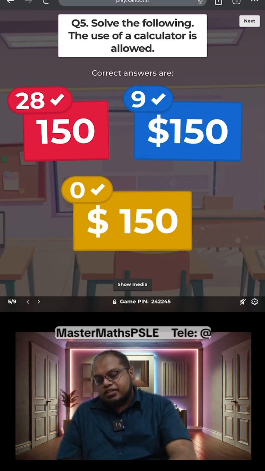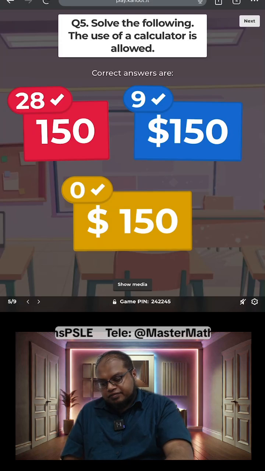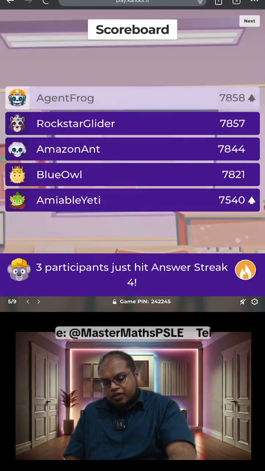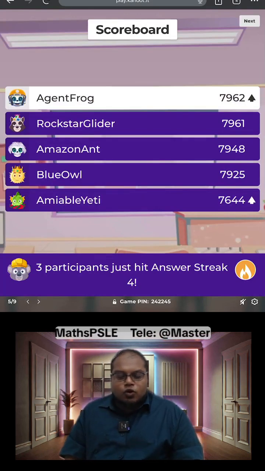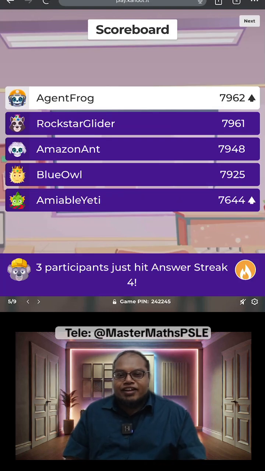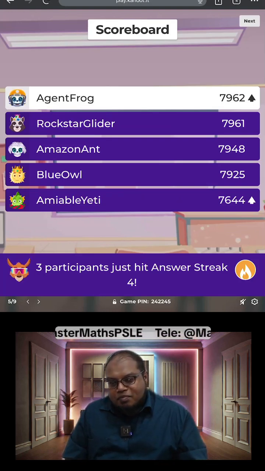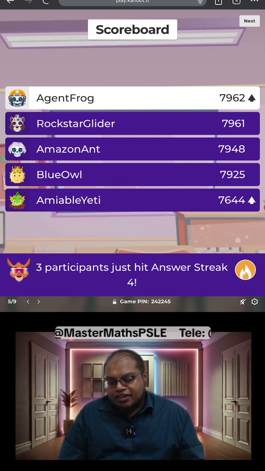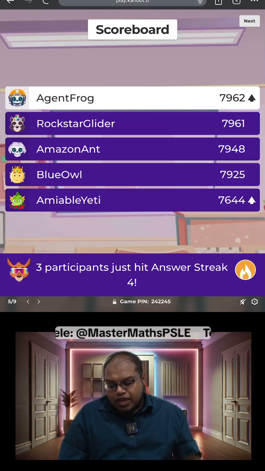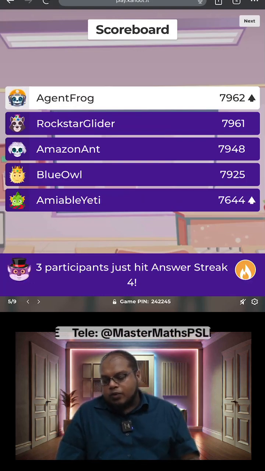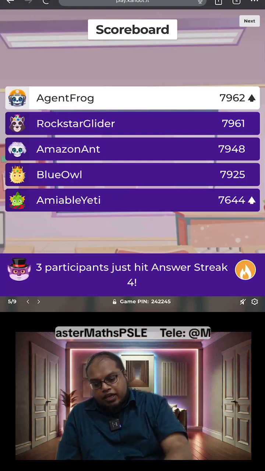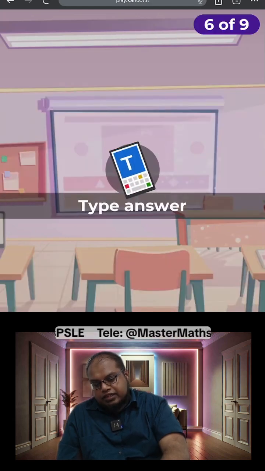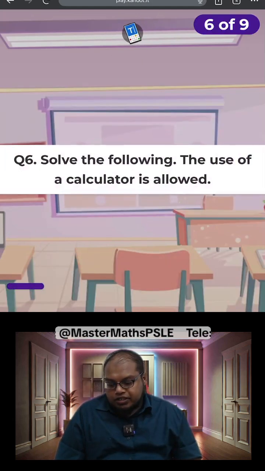Wow, very good. 37 of you got it correct. Oh no, the Asian Frog took over with only 1 point. Only 1 point. And the Rockstar Glider will surely have a way to climb up, depending on the next question, who is faster. And we have a close one with Amazon Ant and Blue Owl. You all are close by also. Very good, very good. Now let's see another type answer question. Double points.